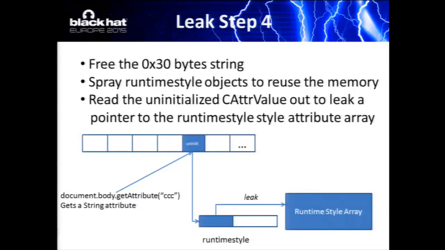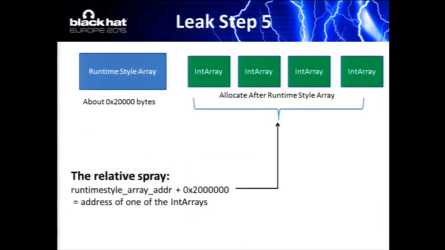That means we can leak the address of this array. This is important. It is really important. Because we can set any attribute to a runtime style object. Here we set more than 5,000 attributes to it. After this, the size of the runtime style attribute array is very large.